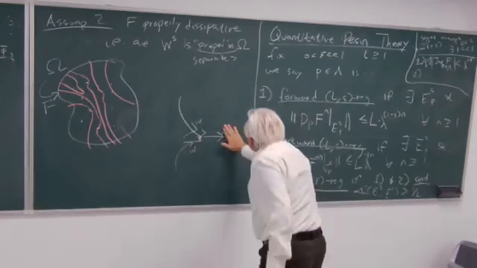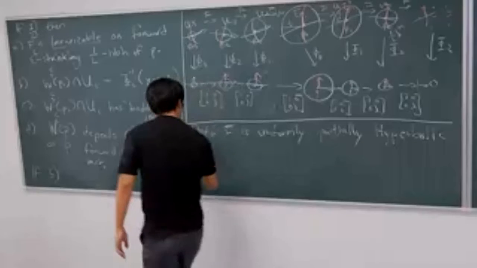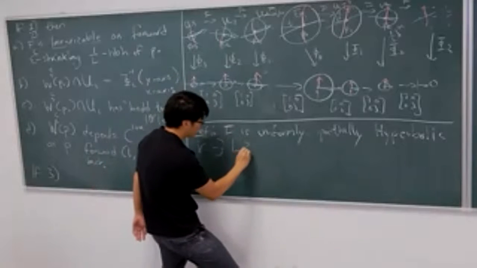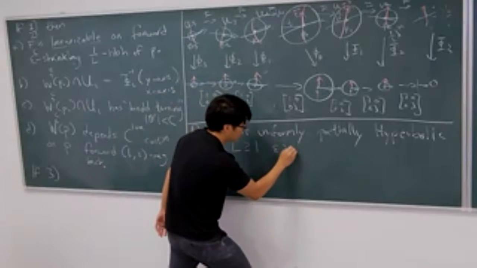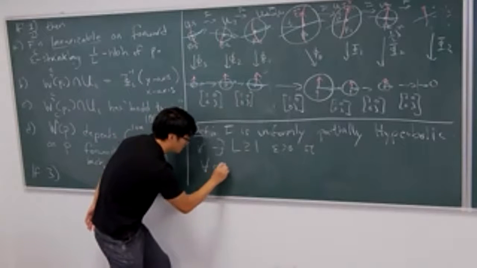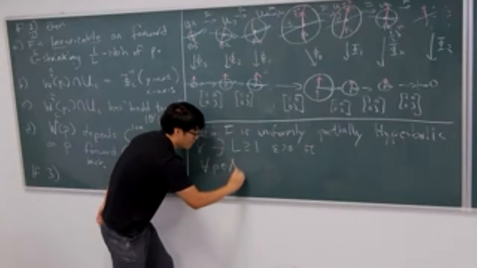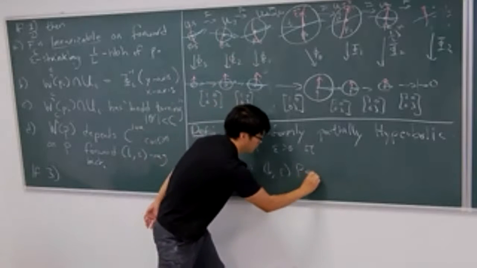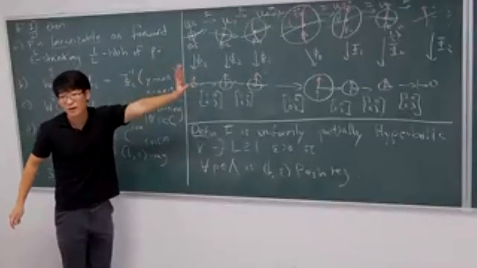At least define partially hyperbolic. If there exists L bigger or equal to 1 and epsilon greater than 0 such that every point in Lambda is L uniform. Okay, and once you have uniform partial hyperbolicity, it's nonsense of epsilon.